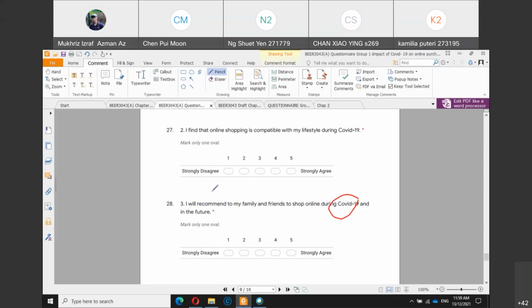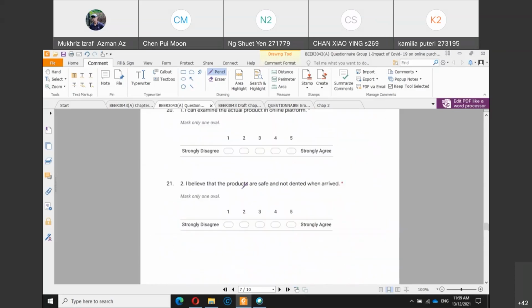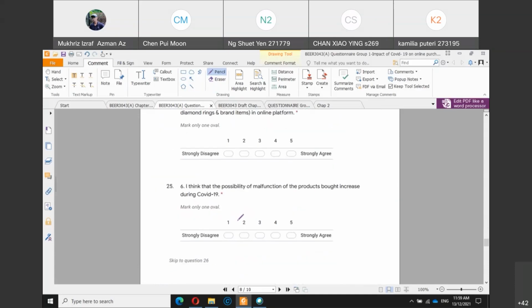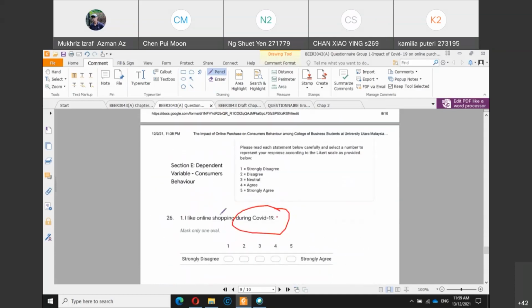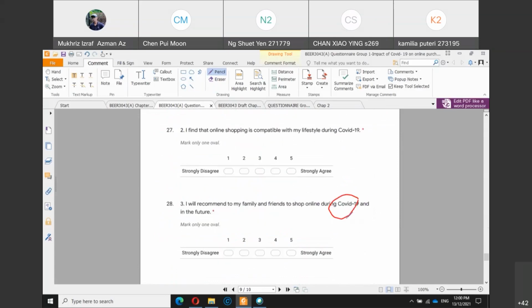So you need to be more specific. You need to modify the questions, in fact the scope of your study, during the lockdown phase, the PKP 1 or PKP 2. As it is, it's not accurate the way that you are asking during COVID-19, and in the future.